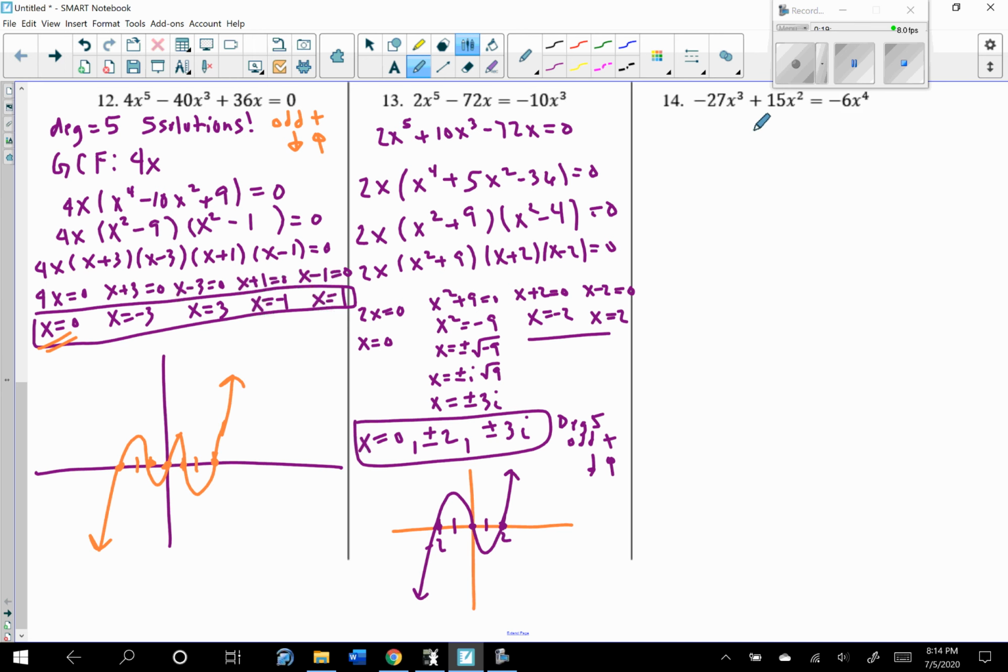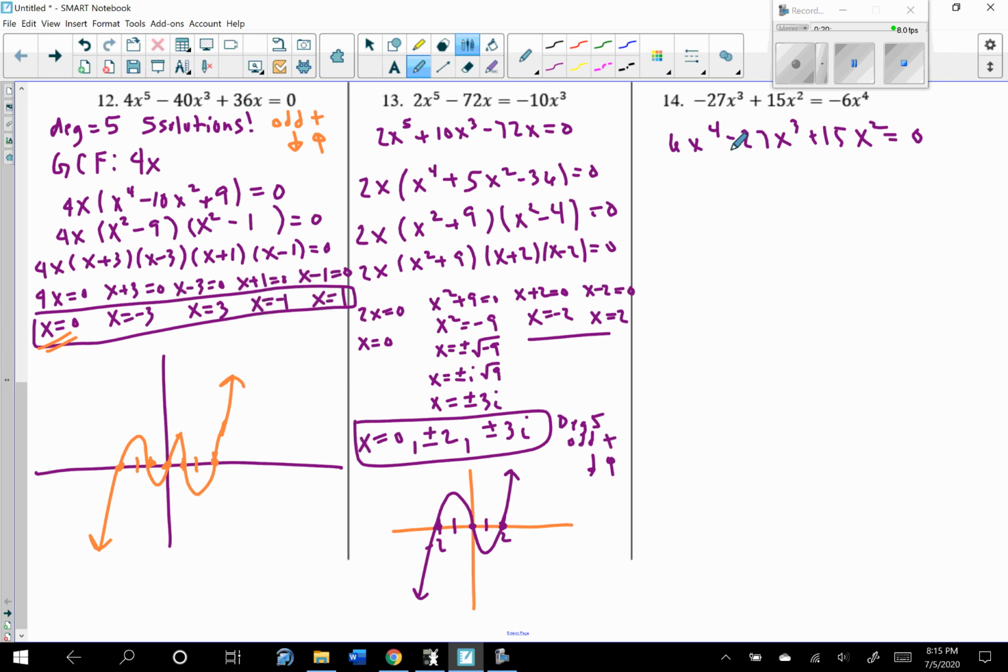Looking at question number 14, same thing. Let's go ahead and set this equal to 0. So I'm going to add this to the left side because I don't like working with the largest term being negative if I don't have to. So 6x to the fourth minus 27x cubed plus 15x squared equals 0. Go ahead and see if you can do this one on your own. When you're done, you can unpause the video.